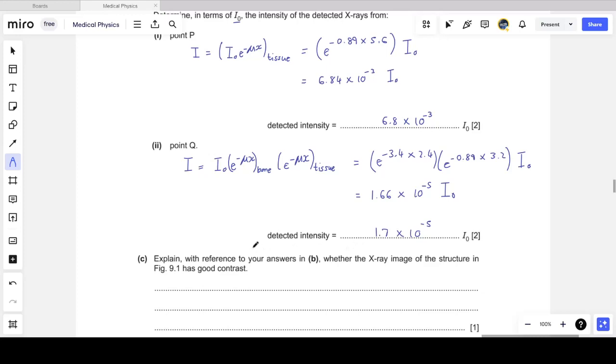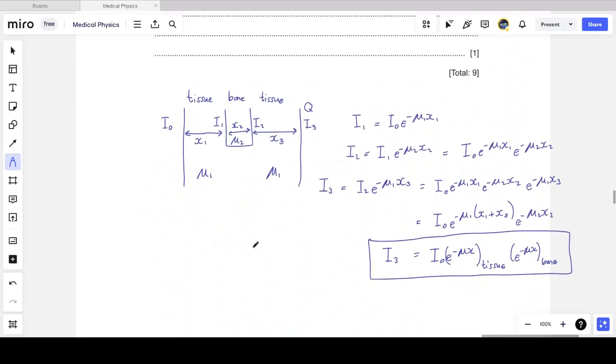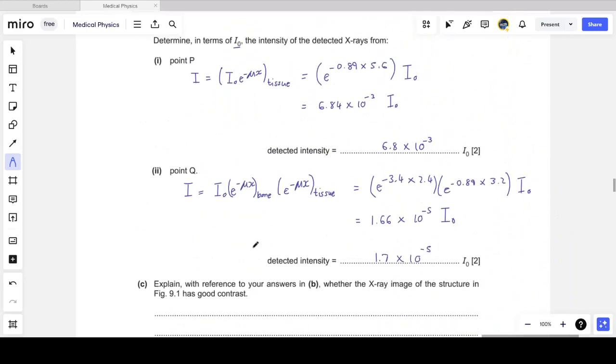So you can see that all the mathematics that I did down below can be simplified into one very simple expression. So whenever you see X-rays passing through multiple media, you can just remember that this is the expression of the intensity after it has passed through all of those different media.